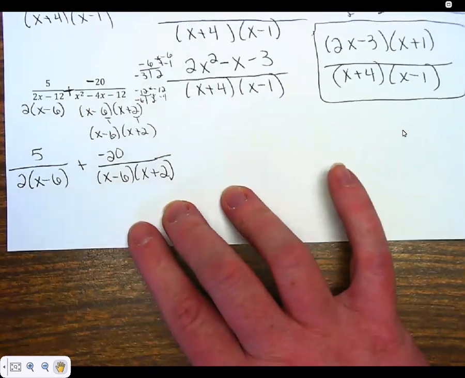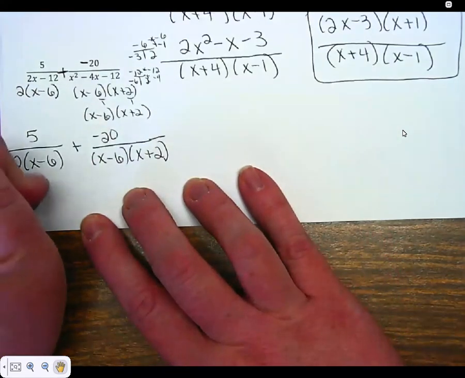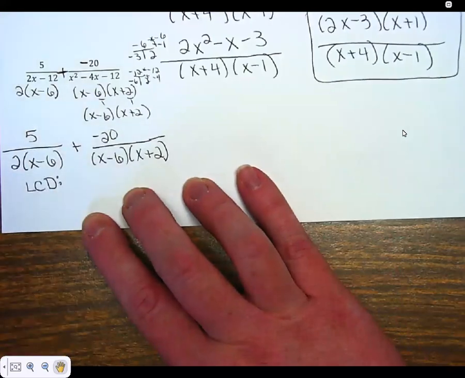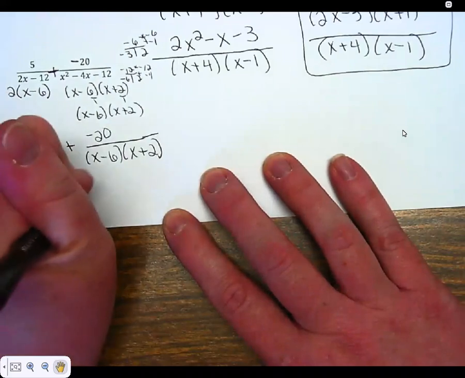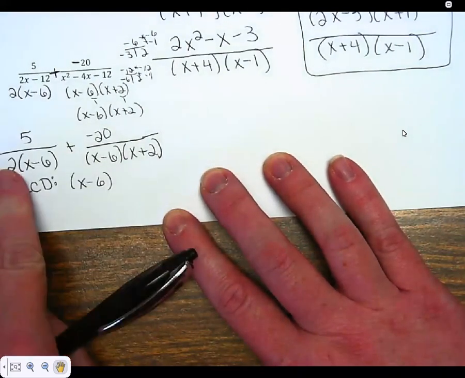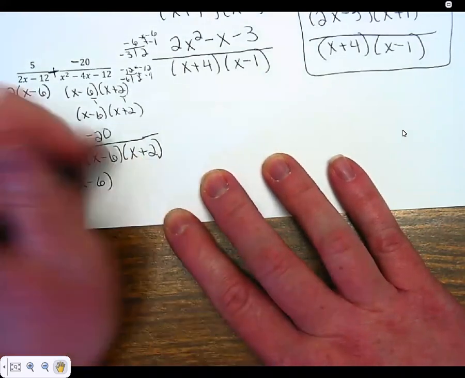Fine. So now you want to identify what your lowest common denominator is. Put in anything that you're missing. So looking at all your bottom parts, they both have an x minus 6. Definitely need that. This one has a 2. You need the 2. This one has the term x plus 2. You need that one too.